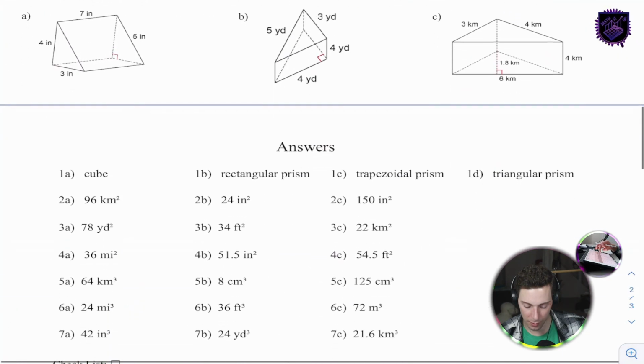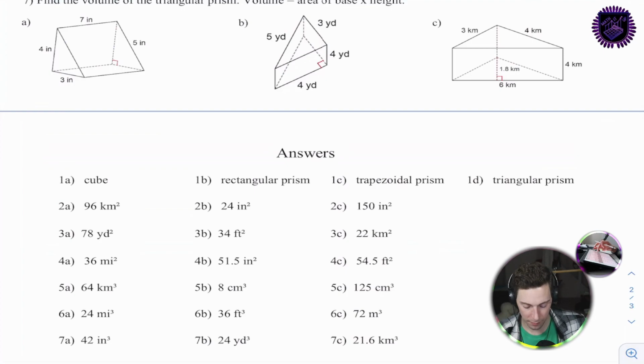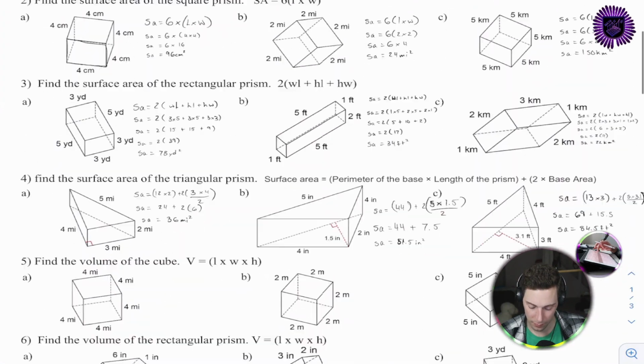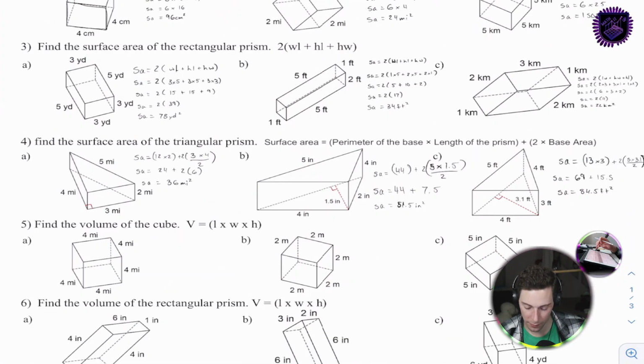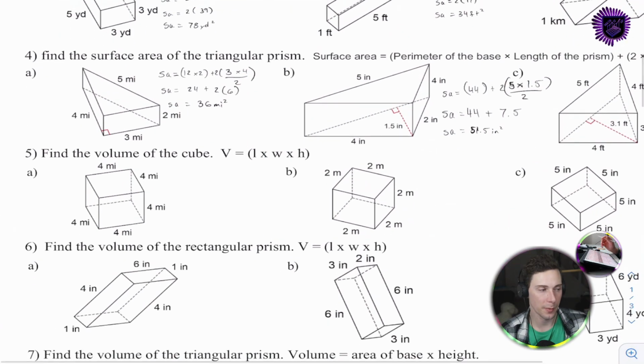My answer's wrong on my... Doesn't seem right. 4, 4, 5. Yep. Okay. Anyway, moving on to volume. So my answer sheet is wrong sometimes.